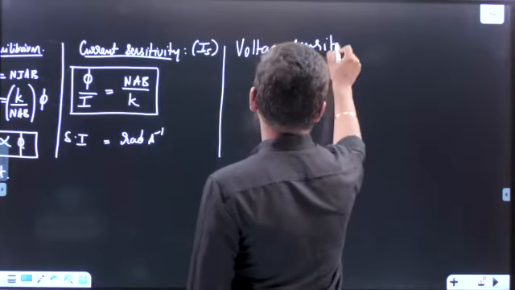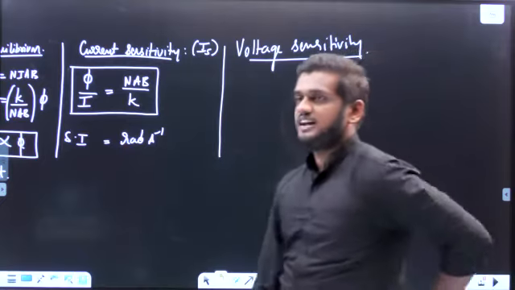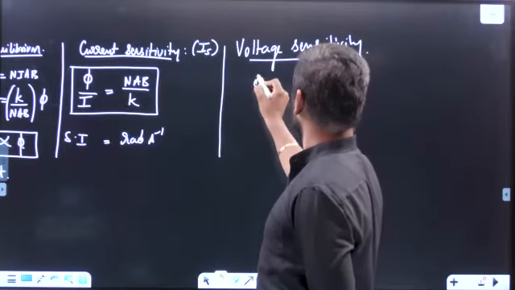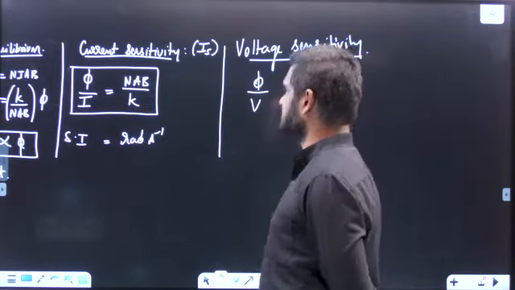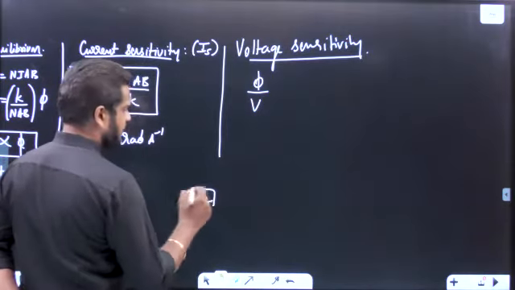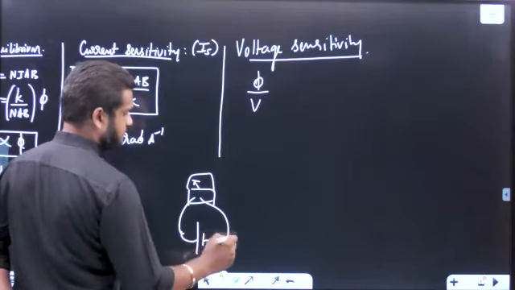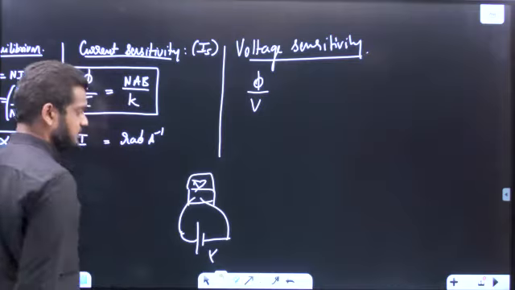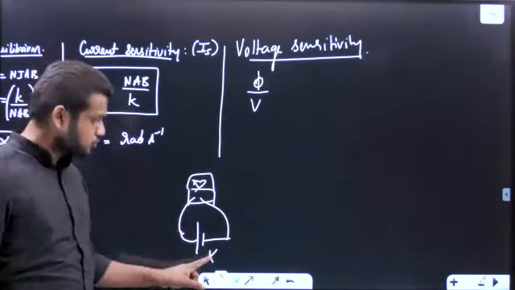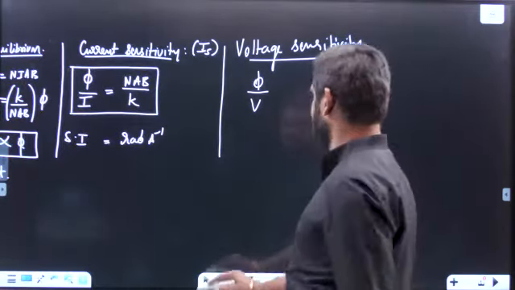Can you guess what this voltage sensitivity should be? If current sensitivity is deflection produced per unit current, then voltage sensitivity should be deflection produced per unit voltage. Correct? Imagine there is a galvanometer. You connect it to a battery of 1 volt. It will produce some deflection. The amount of deflection is its voltage sensitivity, the deflection produced for 1 volt. So that is voltage sensitivity.